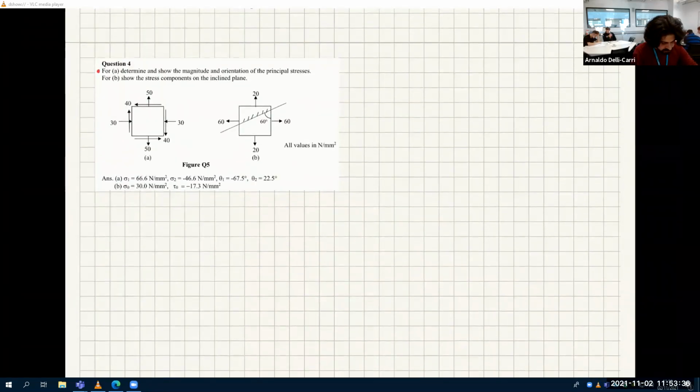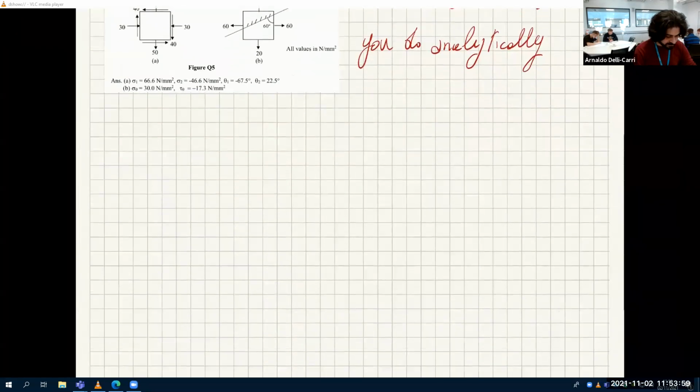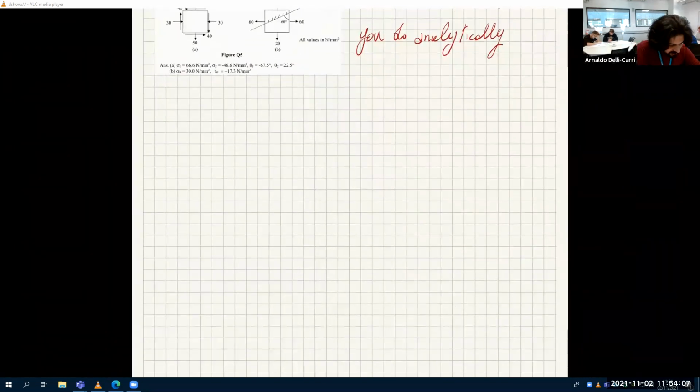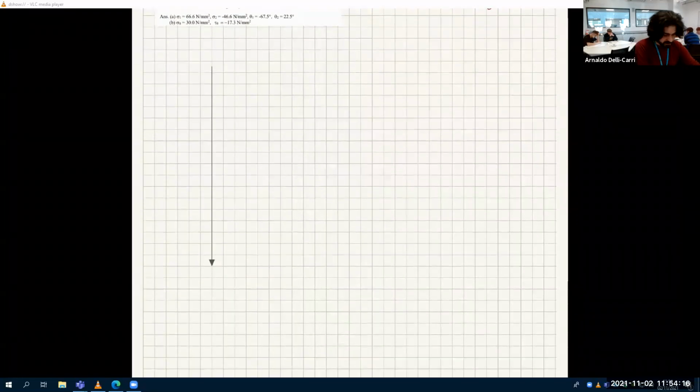So I use the Mohr circle. ARM uses Mohr. You do analytical. Okay, so I use the fun method, and you use the boring method. By the way, the fun method is what you will be asked at the exam. So make sure you know how to draw these things, and especially you learn the theory, because at the exam you also have theory questions.